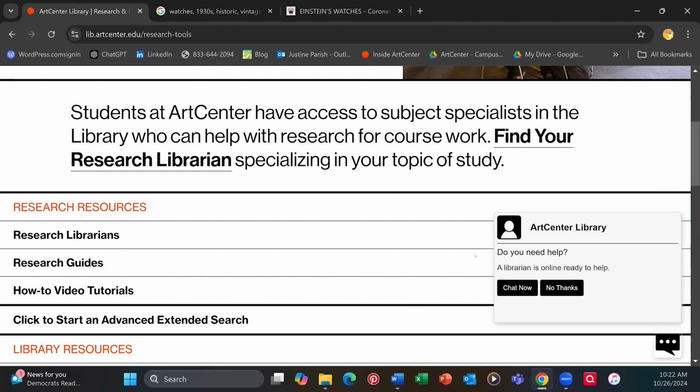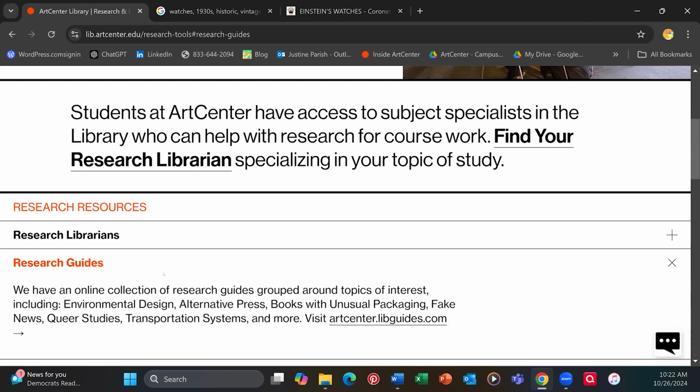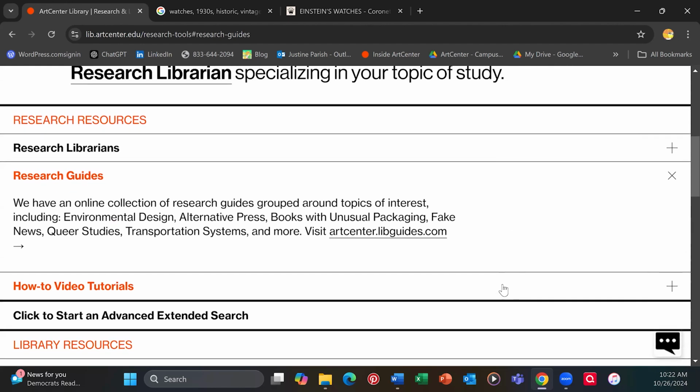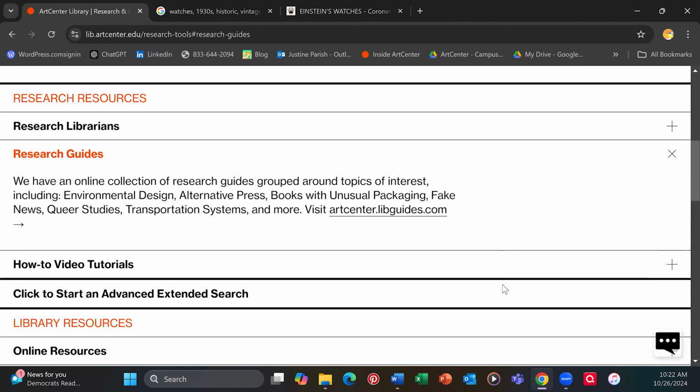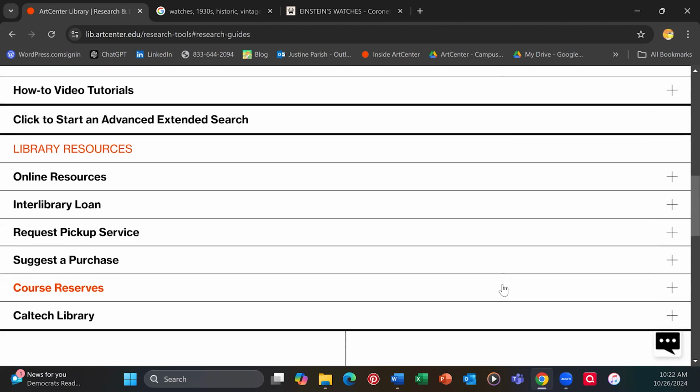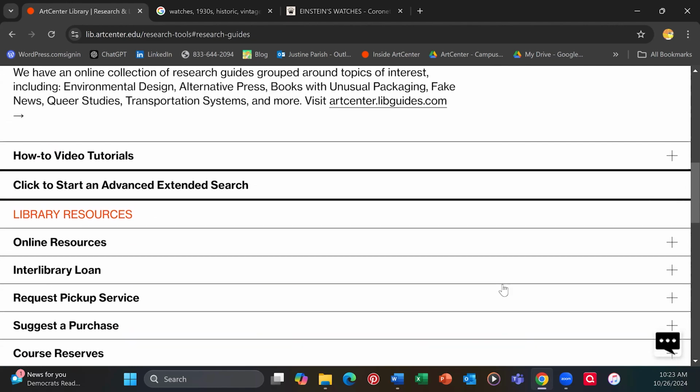You can also do library chat. There are how-to video tutorials, and then there are research guides. The research guides are usually by major. Most of the majors have set one up. There's also how-to video tutorials on how to use the library. Caltech Library, you should know that you have access to that.